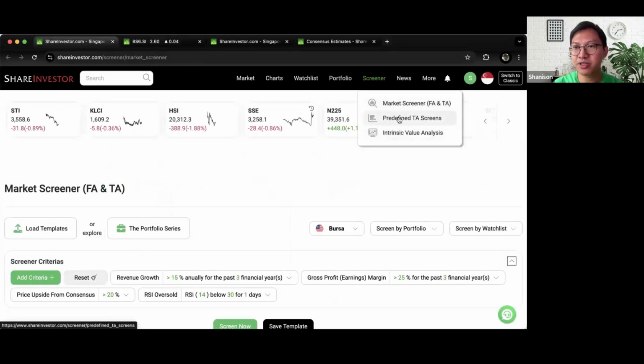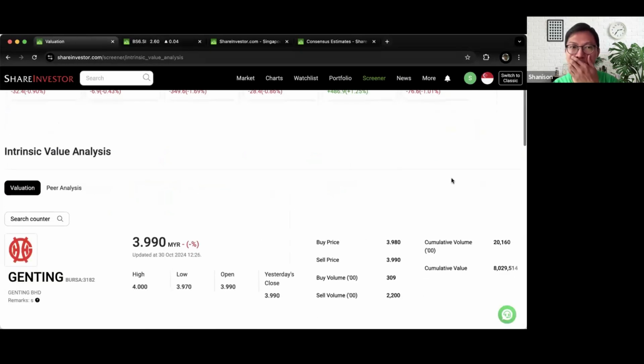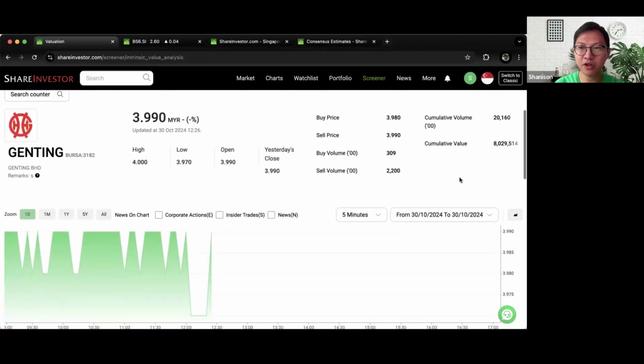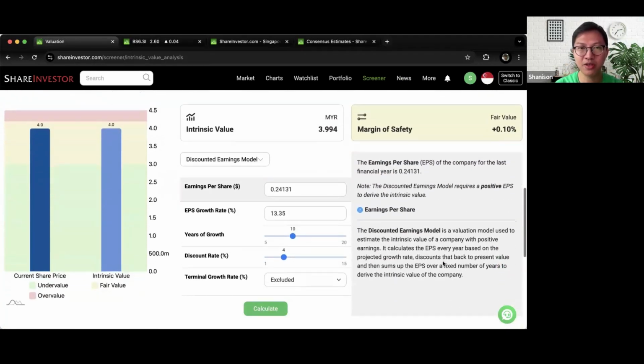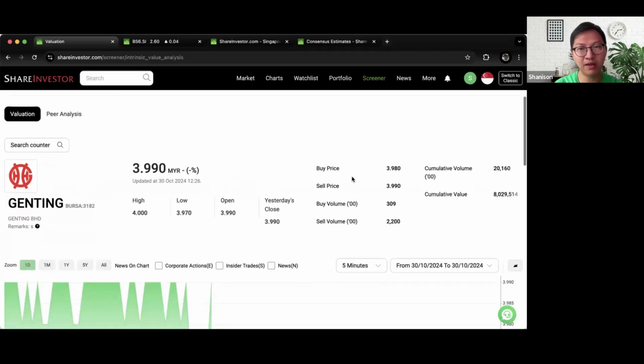Okay, so I covered predefined TA screens. The last part I want to share is intrinsic value and analysis. As I shared, this is based on a few popular models. But for this, you must choose the counters. So just now I was checking out Genting. So it's pre-populated here, Genting stock.